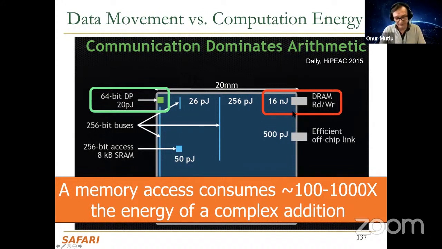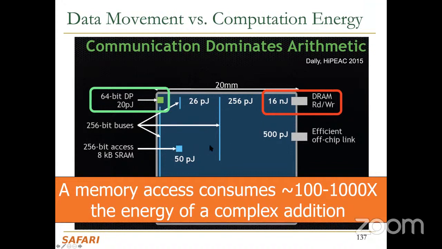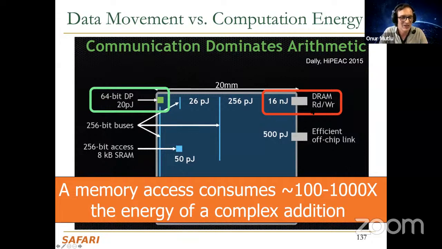Now, very briefly, I must also mention that this picture was very different 70 or 80 years ago. If you were taking this class in its current form 70 or 80 years ago, your instructor would have been telling you that a complex addition operation is about 2 orders of magnitude more costly than a memory access. So that's 2 orders of magnitude worse energy for computation compared to memory access. Today, it's exactly the opposite: 2 to 3 orders of magnitude worse energy for memory access compared to computation.